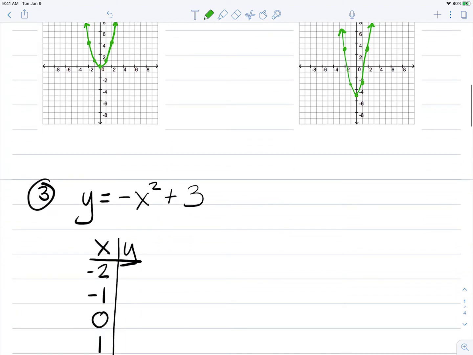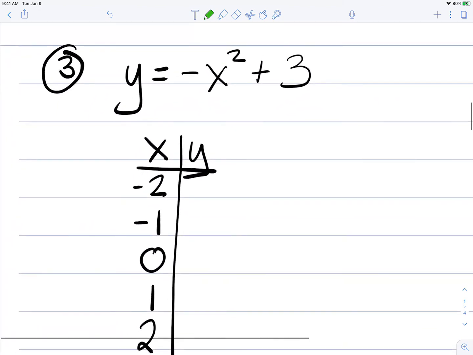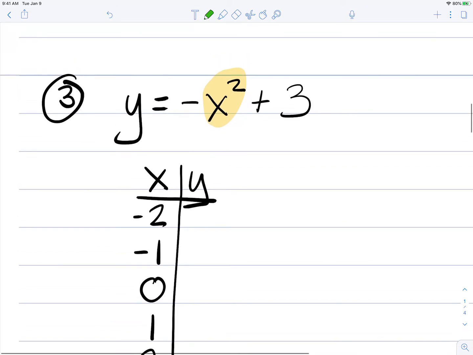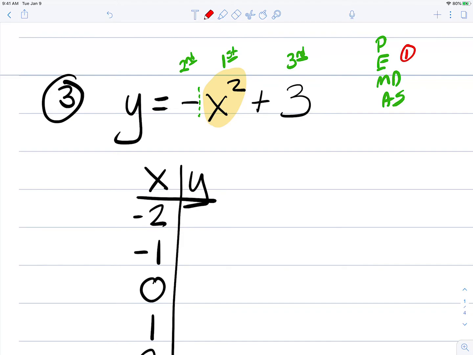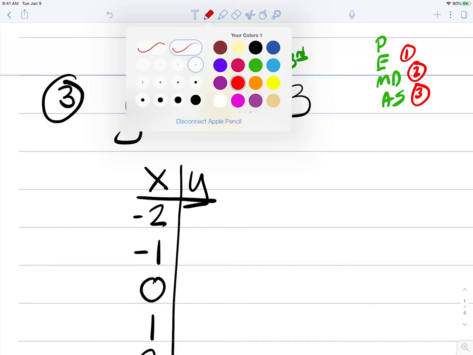Okay, last one I want to show you has a negative because you are going to come across negatives. Now again, order of operations says that exponents happen first. So that negative is actually like you're multiplying by a -1. So the first thing you're going to do is square. The second thing you're going to do is multiply it by -1. And the third thing is add 3, order of operations. So our first is the exponents. Our second is the multiply by -1. And the third is adding a 3.